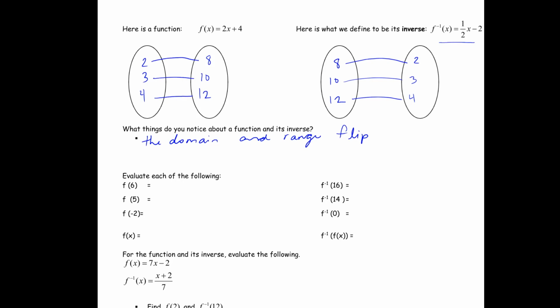6, 12 plus 4. Oh, you know. I feel really uncomfortable now.